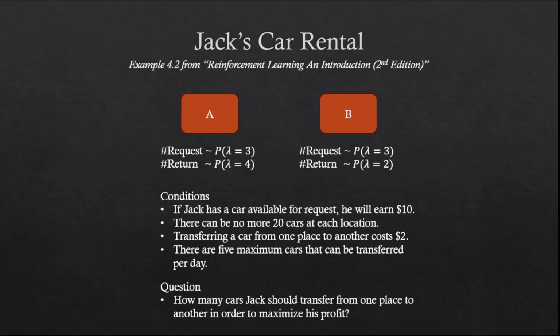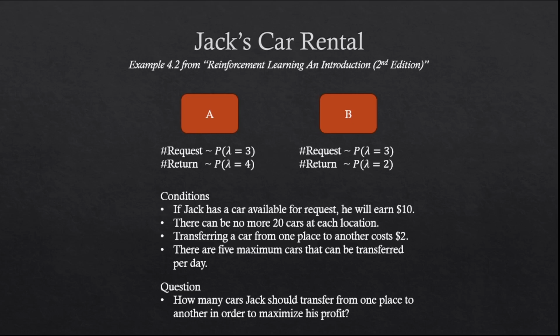Let's give some examples of custom environments that I created. In this case, I want to replicate one of the examples in the textbook called Reinforcement Learning: An Introduction. The problem is that Jack has two car rental places, which have different car rental requests and returns. These are independent variables that have Poisson distribution and expected numbers as specified. There are several conditions we must follow, but I will skip them for now. And lastly, the question is how many cars Jack should transfer from one place to the other place in order to maximize his profit.